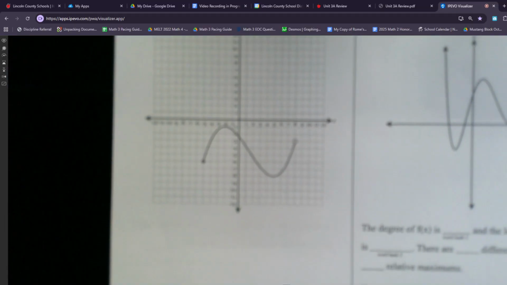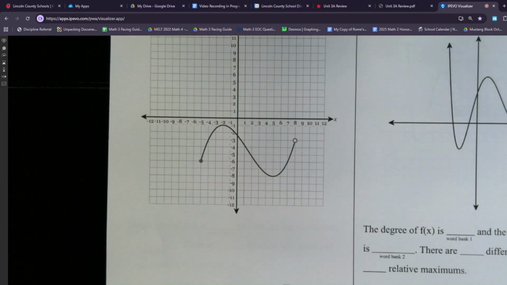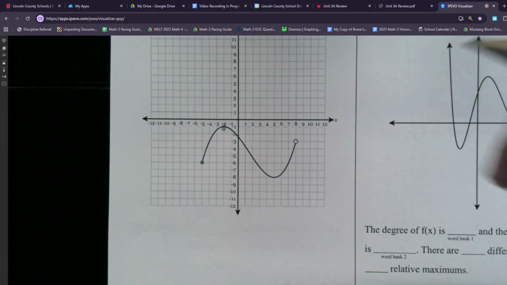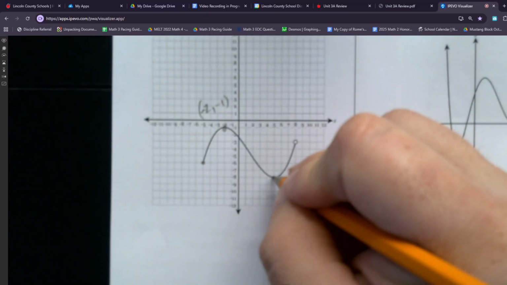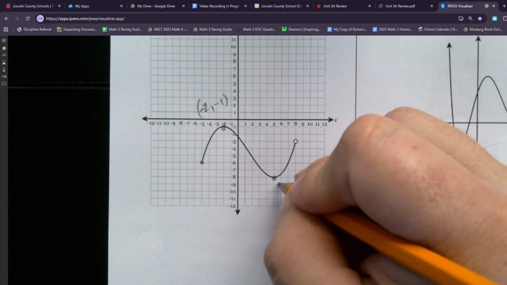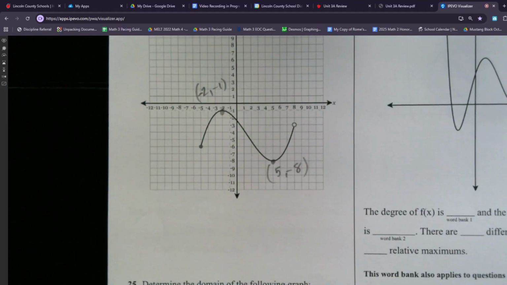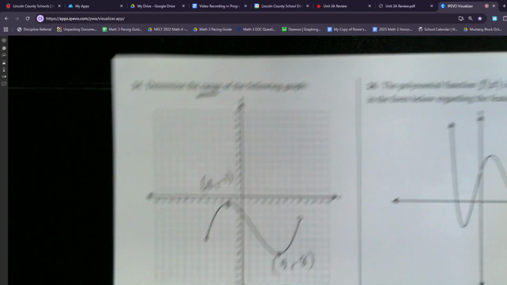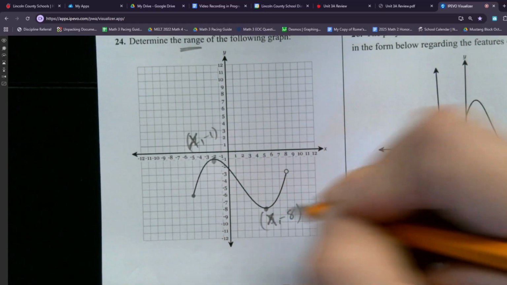Okay, determine the range. Guys, make sure that you try to find the highest point, whether it be an endpoint or not, and the lowest point, whether it be an endpoint or not. Well, here's the highest point that I can see on the graph. That's (-2, -1). And then here's the lowest point I see on the graph. That's (5, -8). So now we're looking for range. All right, so range is y values. So the x values here won't matter, since we're talking about range.